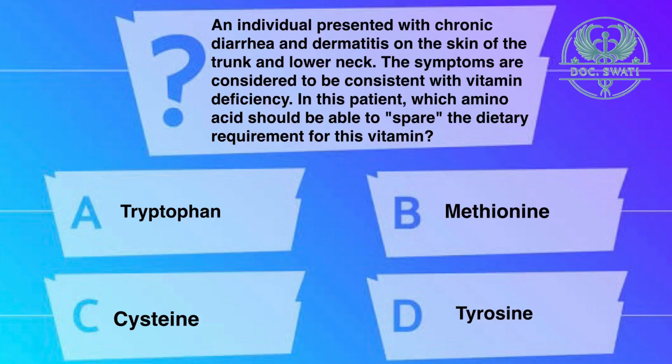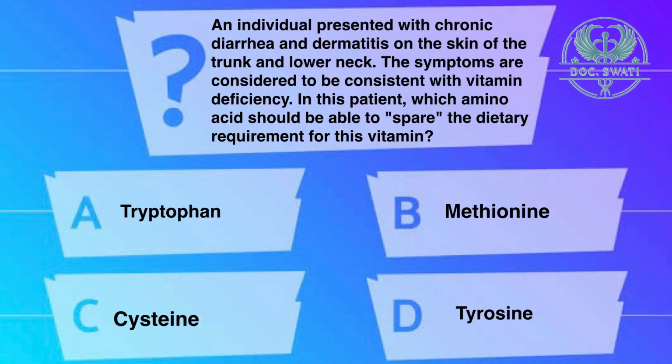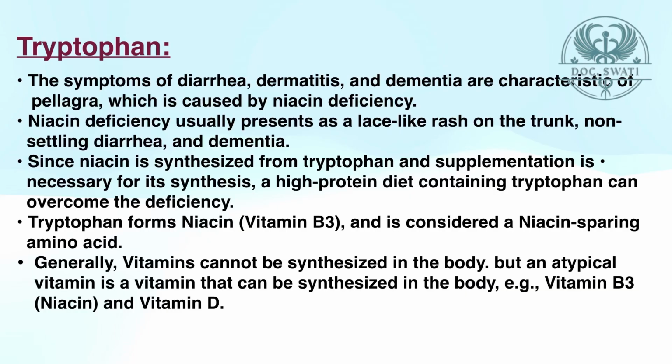Option A, tryptophan. Option B, methionine. Option C, cysteine. Or option D, tyrosine. So which option do you think is the correct one? Well, yes, option A, tryptophan is the correct option. So let's end this video with discussion of the key features of tryptophan.